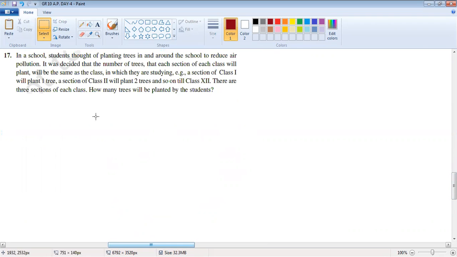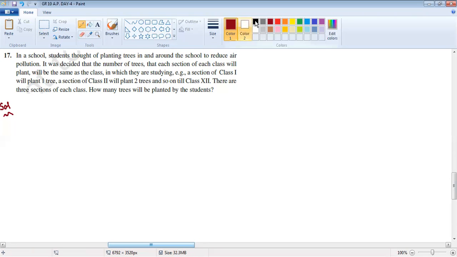In your school, students thought of planting trees in and around the school to reduce air pollution. Good opinion. So it was decided that the number of trees that each section of each class will plant will be the same as the class in which they are studying. For example, each section of class 1 will plant 1 tree, each section of class 2 will plant 2 trees, and so on till class 12. There are 3 sections in each class. So how many trees will be planted by the students?